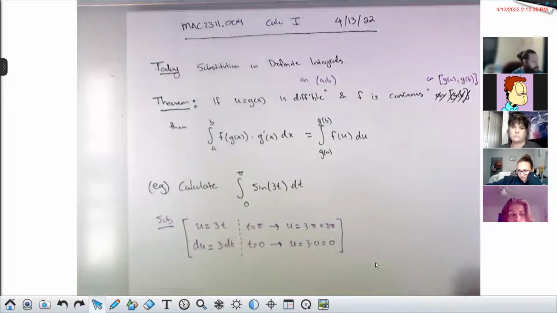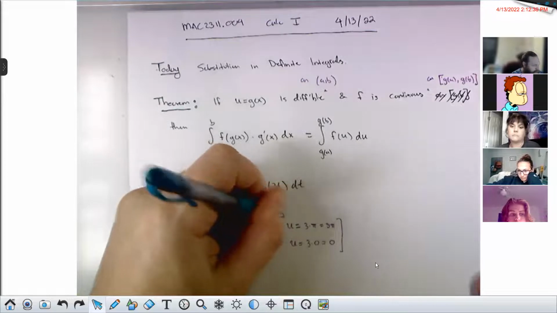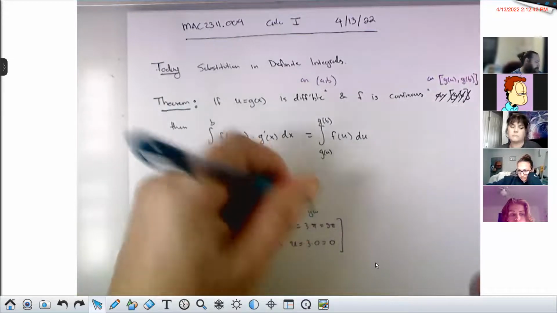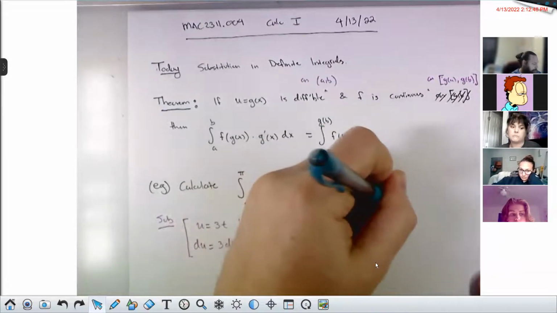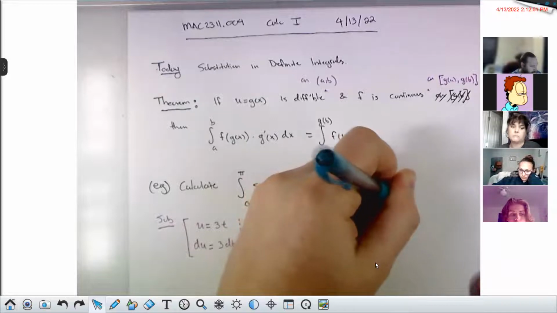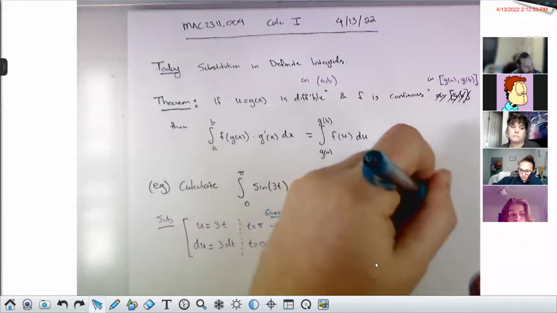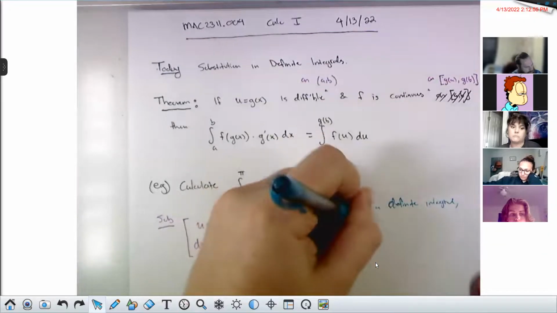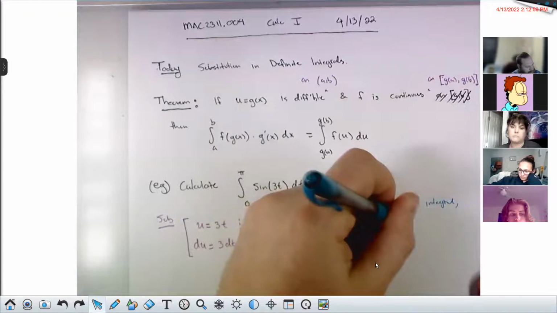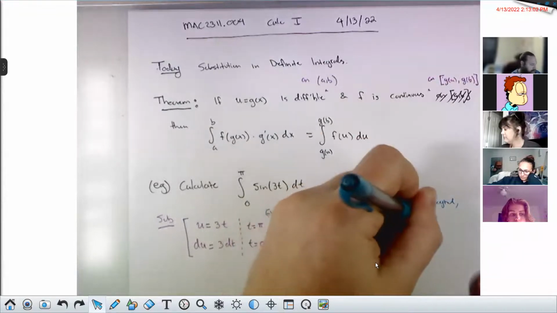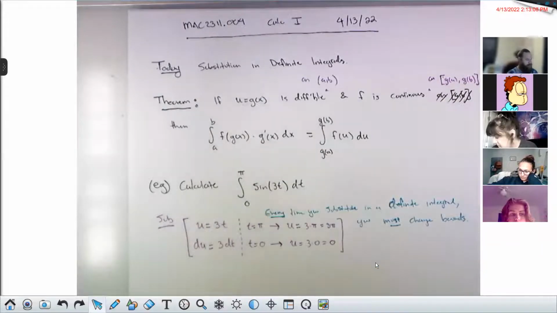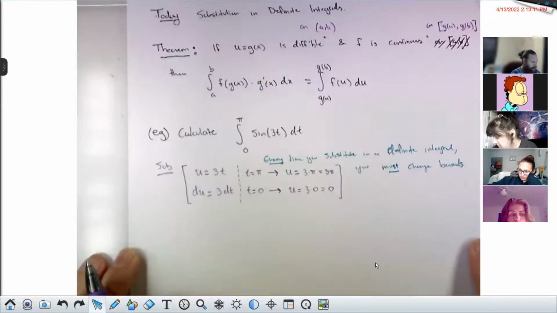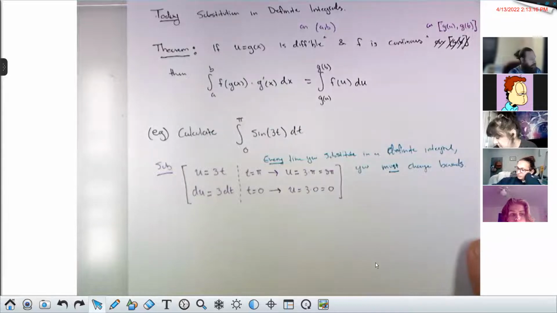And I'm going to say this a bunch of times today, but every time you substitute in a definite integral, you must change the bounds. Okay. Everything else goes exactly the same as it did with indefinite integrals.